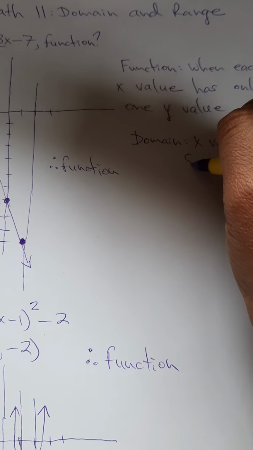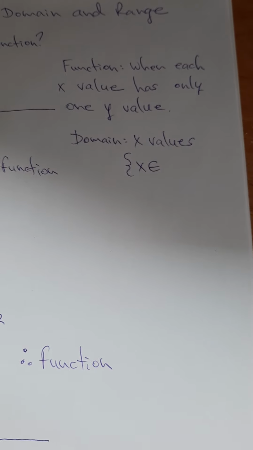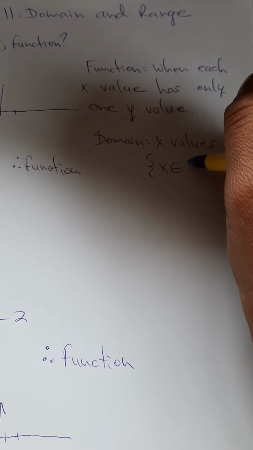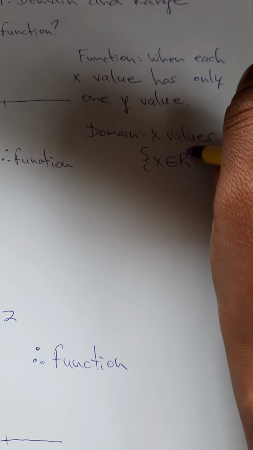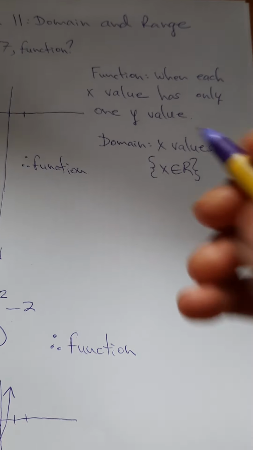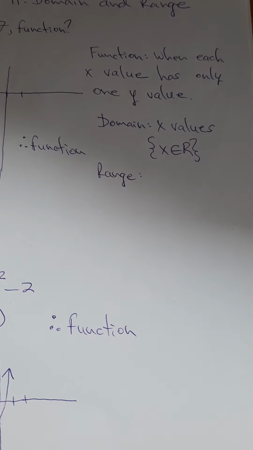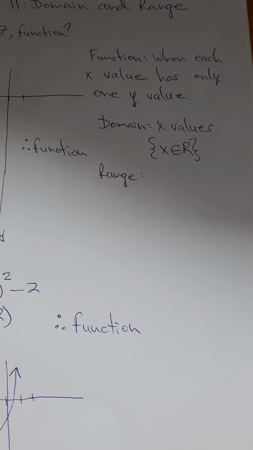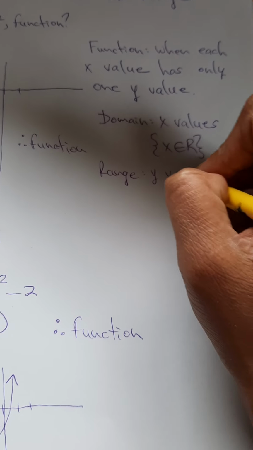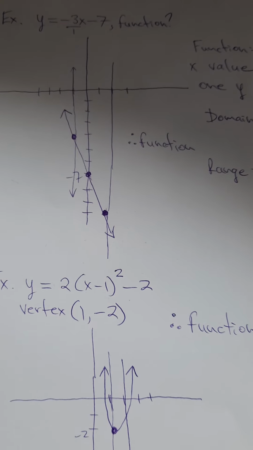So how you actually write it is going to be like the brackets like this. It has to be a curved bracket. And this is x represents all real numbers. So we're going to write it like this, okay? And if you're doing the range here, the range actually represents all of the y values, or what are all the y values that this function can take on.